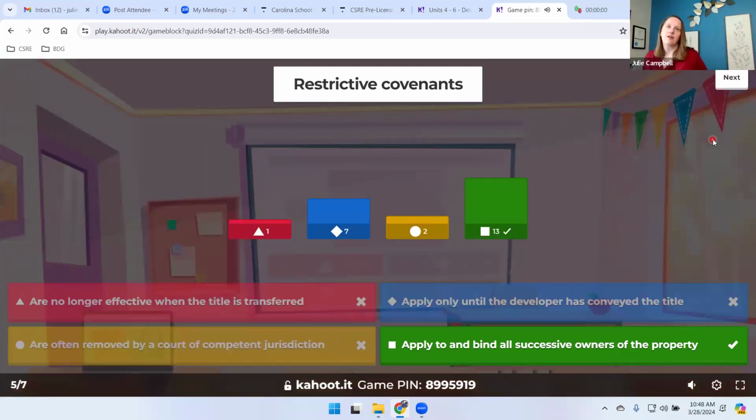Restrictive covenants are appurtenant. What does it mean to be appurtenant? They apply to and bind all successive owners of the properties. The first one that buys in the subdivision has to abide by the covenants. All other future owners have to follow those covenants. The developer leaves, they go on to the next subdivision, the covenants remain. They leave those covenants behind. It's the rules, if you will, of the neighborhood, of the subdivision. Questions on this one?